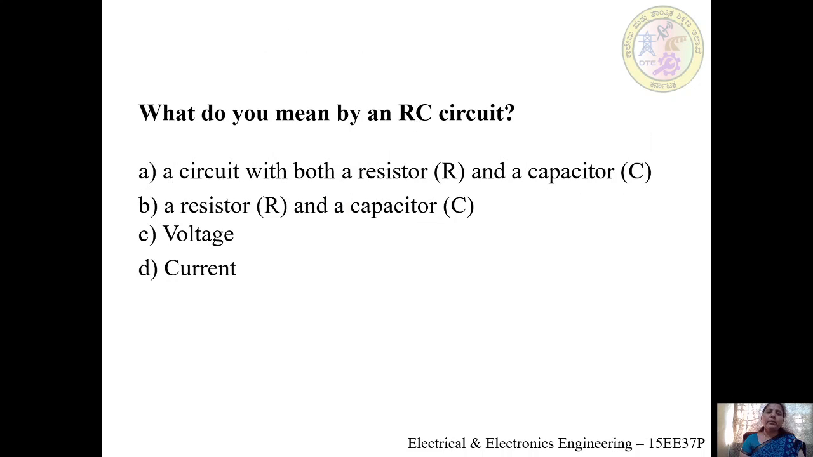Let's see a multiple choice question on RC circuit. What do you mean by an RC circuit? So there are four options. The first one is like this: a circuit with both a resistor R and a capacitor C. Then a resistor R and a capacitor C. Third answer given is voltage and fourth one is current. So which is the right answer? Here it is a circuit with both resistor and a capacitor, right? RC circuit consists of both resistor and capacitor. So the right answer is A.